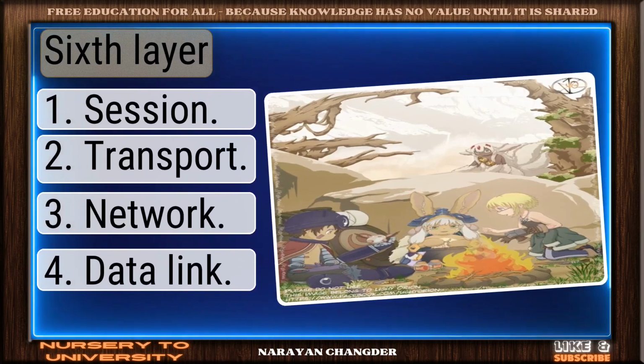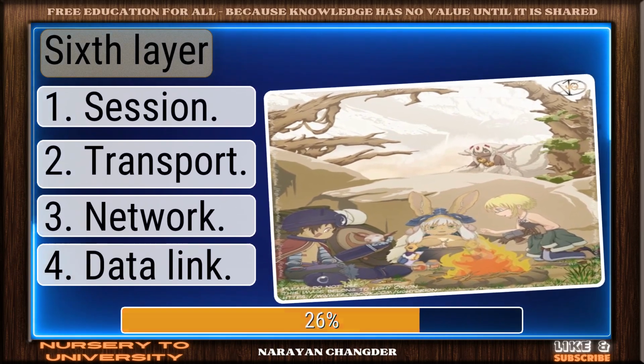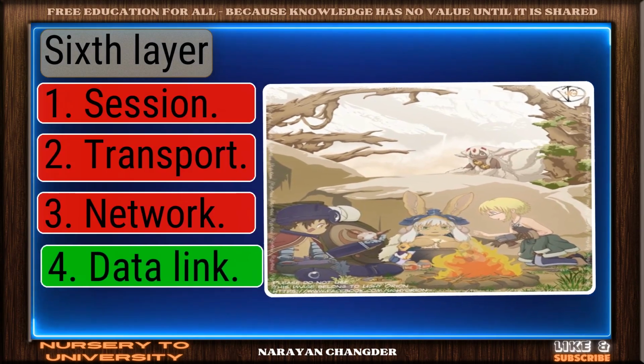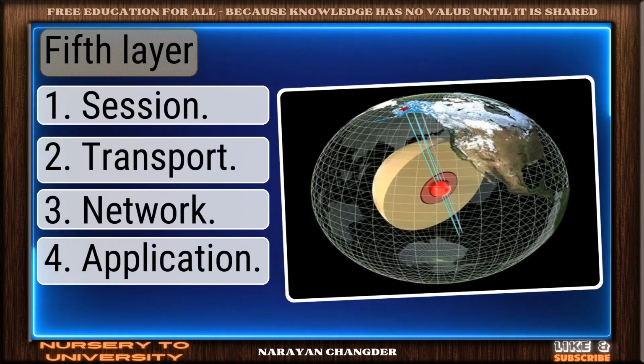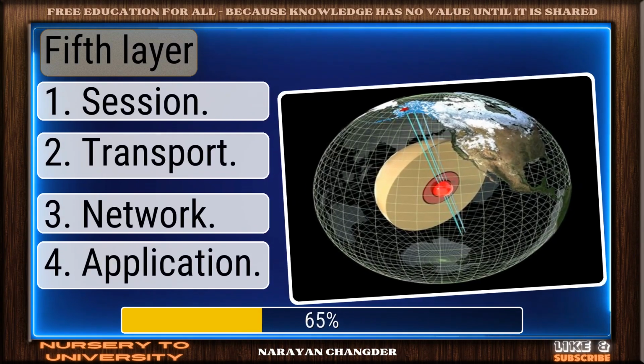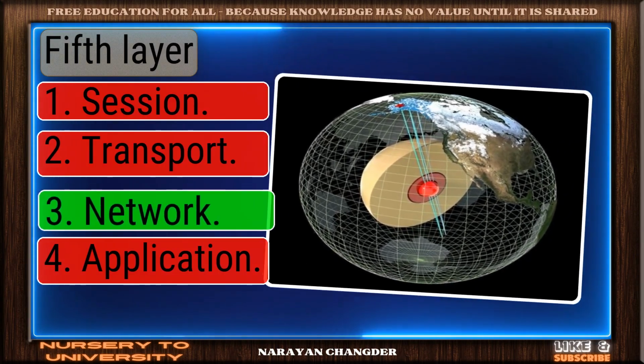Can you solve all these computer network questions? Sixth layer. Good thinking. Data link is right. Fifth layer. You're right. Network is correct.